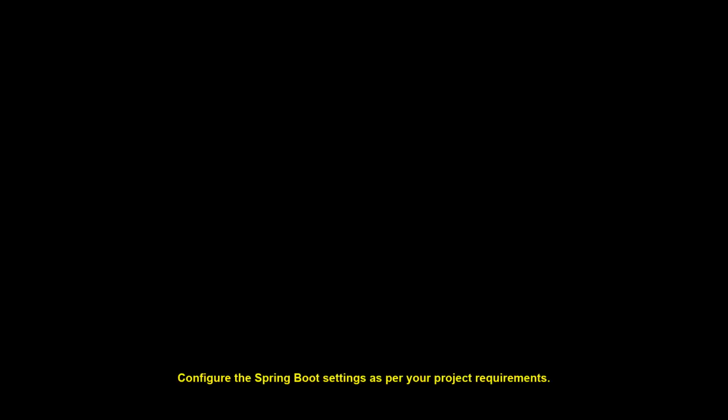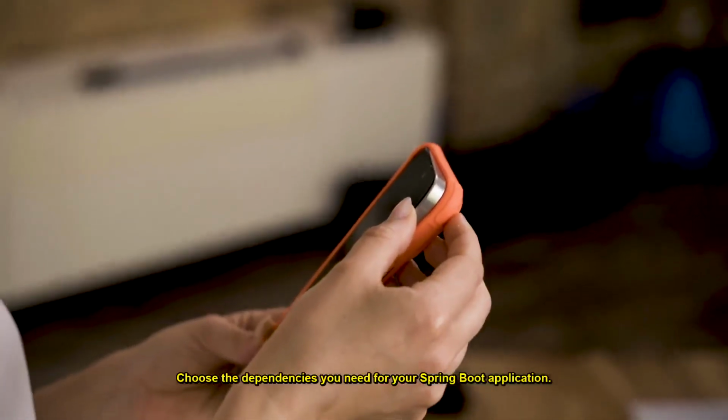Configure the Spring Boot settings as per your project requirements. Specify the group and artifact details for your project. Choose the dependencies you need for your Spring Boot application. Click Next to review your project setup.